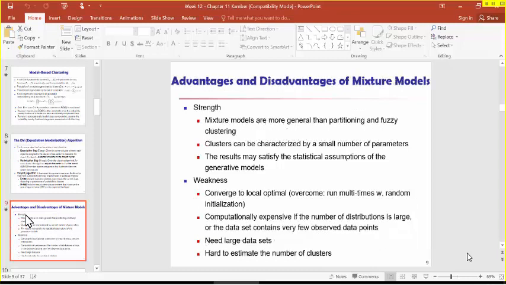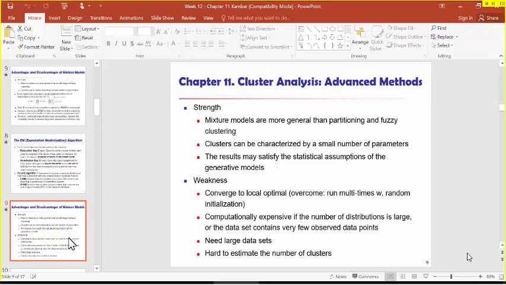There are strengths and weaknesses of these. The strength is that mixture models are more general than partitioning and fuzzy clustering, and the clusters can be characterized by a small number of parameters, and the results may satisfy the statistical assumption of the generative models. The weakness, on the other hand, is that it can converge to a local optimum, which means it can get trapped in a local optimum instead of a global optimum. It is computationally expensive if the number of distributions is large, it also needs a large data set, and it is hard to estimate the number of clusters through this algorithm.